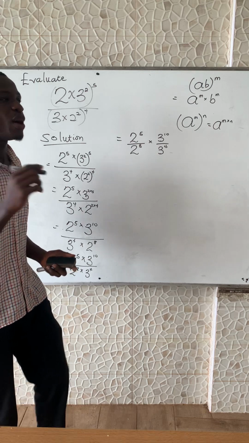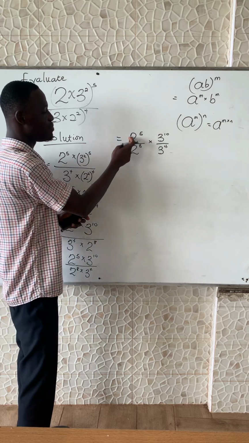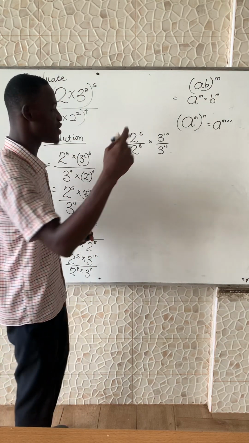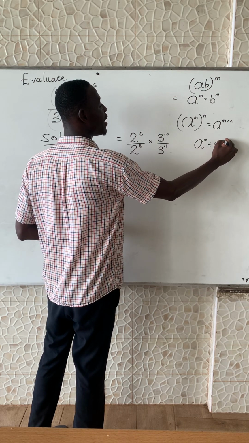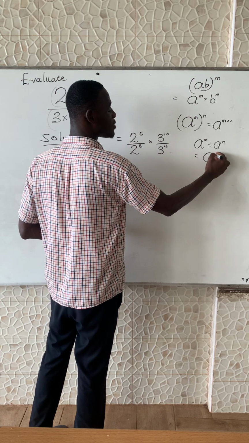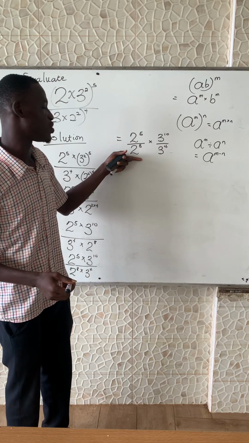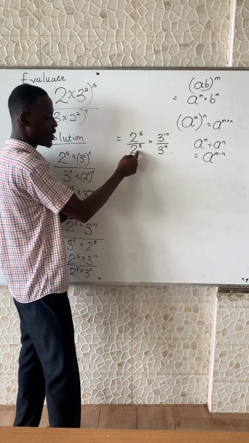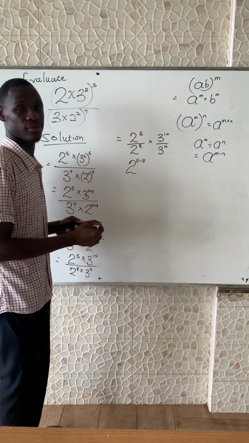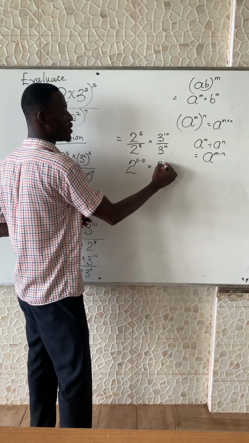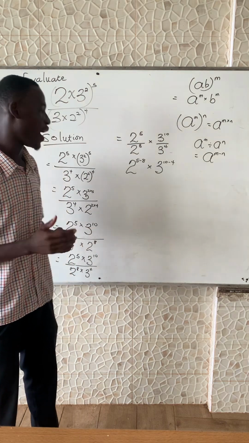Alright, now, by our rule of indices, we have another rule that when the bases are the same and dividing, we subtract the exponents. Because a exponent m divided by a exponent n is equal to a exponent m minus n. The same thing can be applied to these two. So since they are dividing, you now get 2 exponent 5 minus 8 times 3 exponent 10 minus 4. Do you understand it?